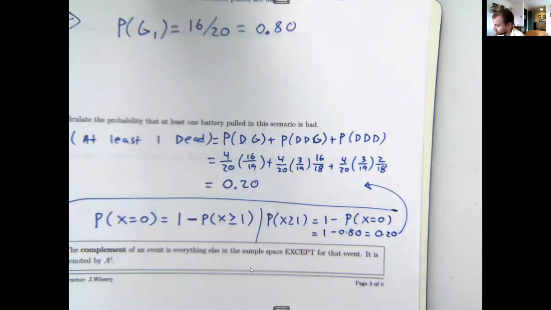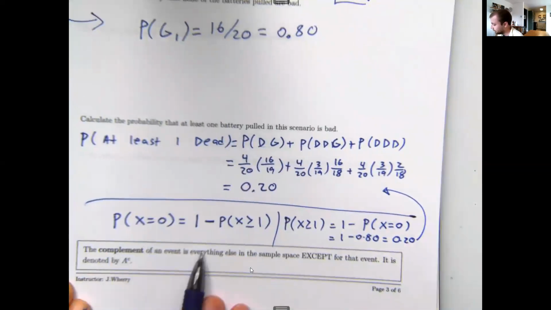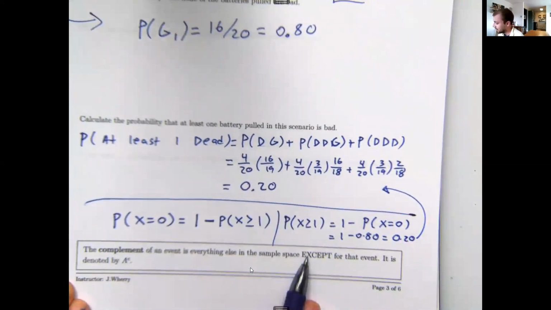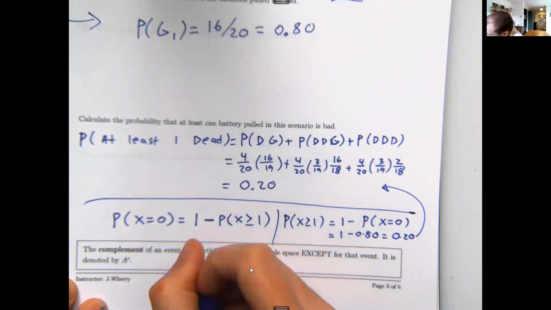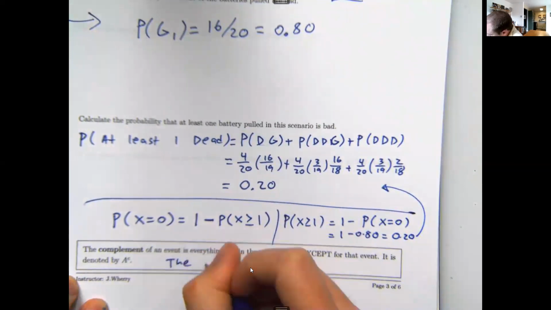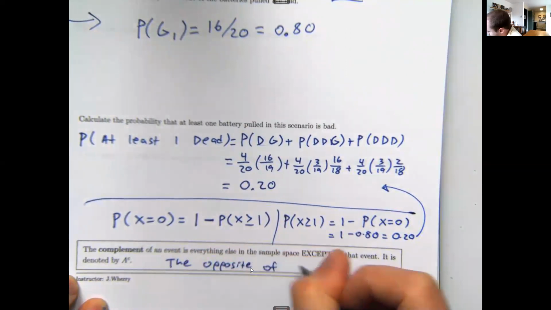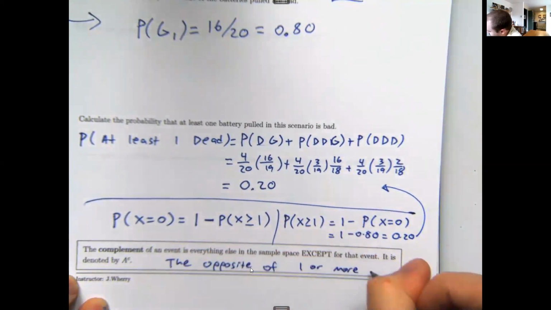This subtraction trick is called the complement. The complement of an event is everything in the sample space except for that event. So the opposite of one or more is none.